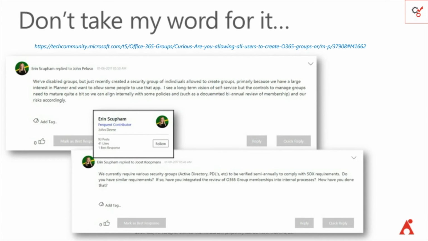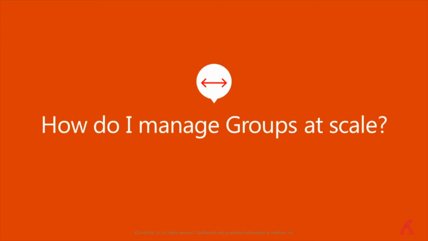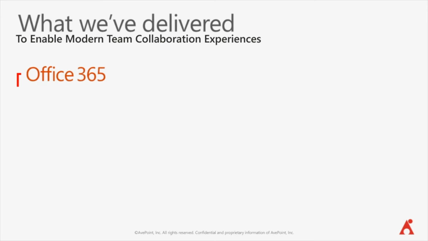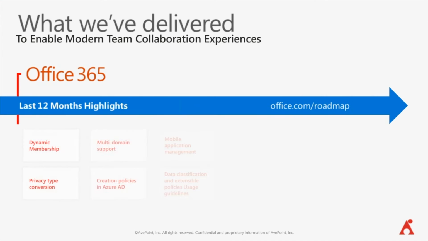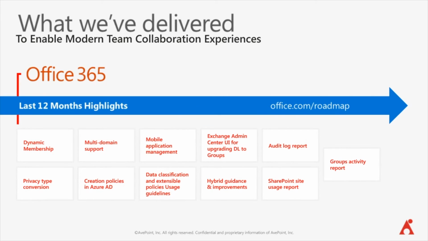So what do we do if we want to have some ability to manage Office 365 groups at scale? Well, Microsoft has been investing here. And we'll talk a little bit about what they're building and some of the controls that they're going to want to help you put in place. A lot of these things, by the way, are in the roadmap for Office 365. So there's some things they're doing now, and there's some things in the future.